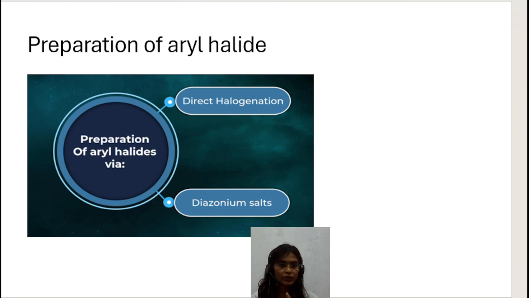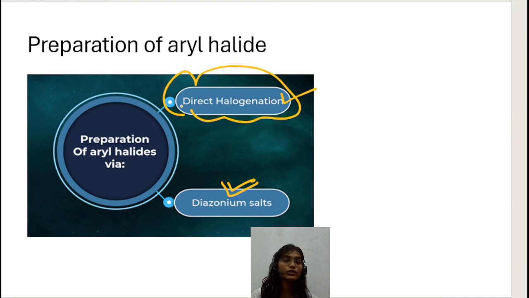So there are two famous reactions here. The very first is direct halogenation, and the second one is the diazonium salt. Now the question is, what is the meaning of this word direct halogenation?